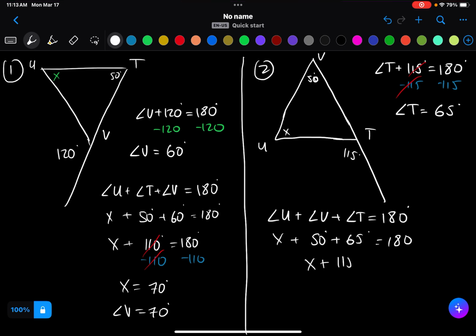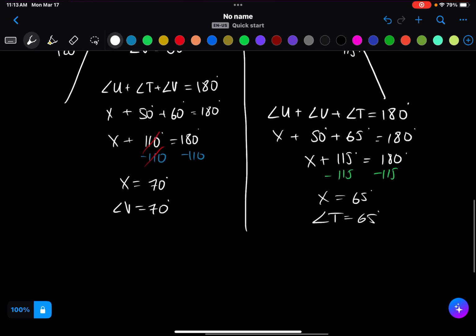So X plus 115 degrees equals 180. And then all I need to do is subtract 115 from both sides. And our missing angle X is just going to be 65 degrees, which means angle U is 65 degrees. So there you go. That's number 1 and 2. Pause that if you need to. Let's move on to number 3.